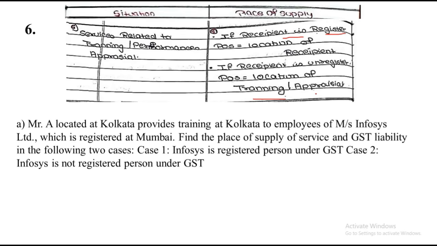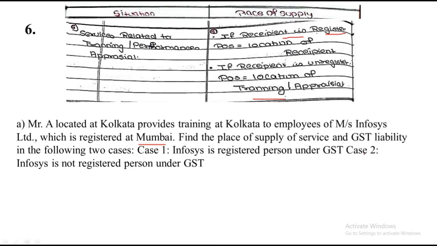We'll take up the first example. Mr. A, located at Kolkata, provides training at Kolkata to employees of Infosys Limited, which is registered at Mumbai. Find the place of supply of service under GST in the following cases. Number one, Infosys is a registered person. Now, Infosys is a recipient. As per the rule, if the recipient is registered, the recipient location will become his place of supply. But if the recipient is not registered, then the place where the event took place will be the place of supply. So if Infosys is registered, Mumbai, because that is the recipient location, will be the place of supply.